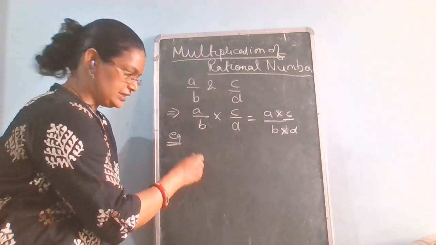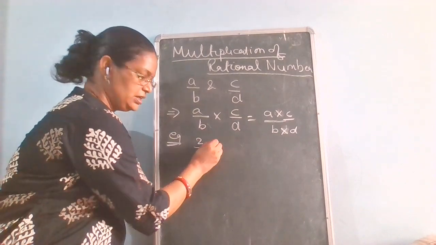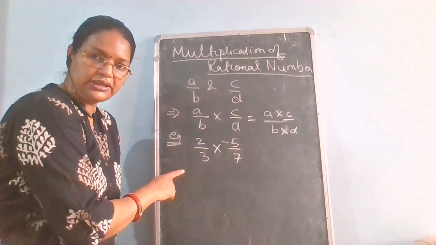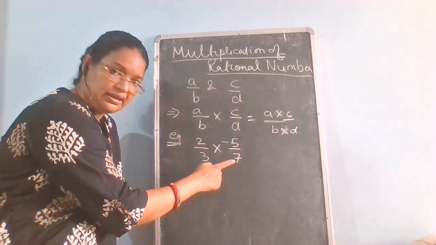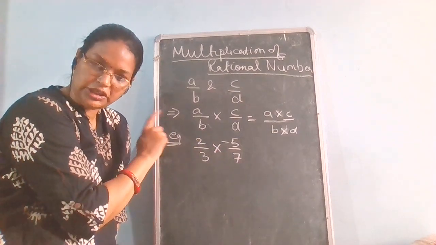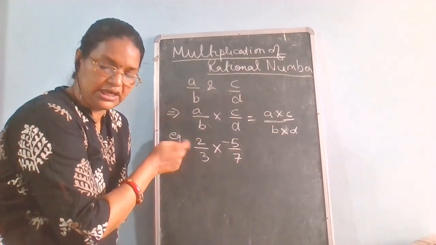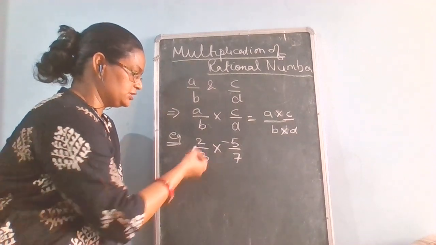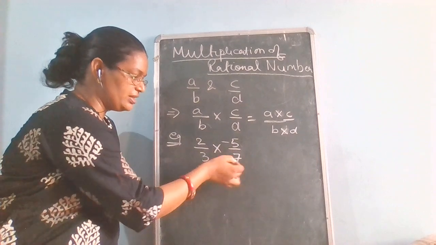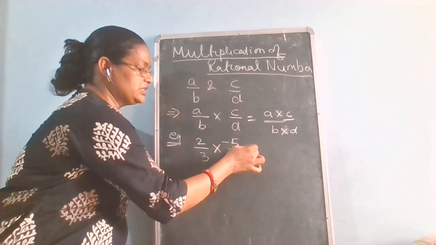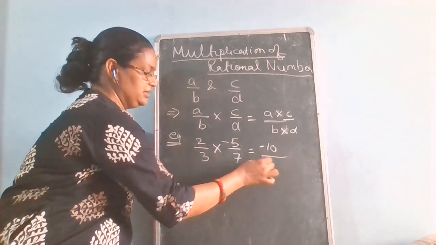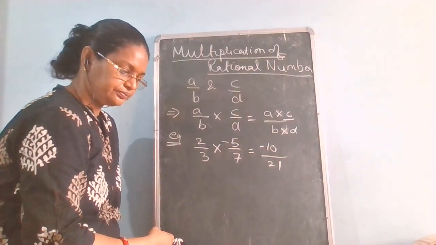First example we can take 2 by 3 into minus 5 by 7. First of all, I would like to check whether there is any common factor between the numerators and denominators, either of the two denominators or either of the two numerators. So there is no common factor from 2 and 3 and 7. Similarly 5, 3, 7, no common factors. So we will just multiply numerator to numerator, that is minus 10, and 3 7s are 21.